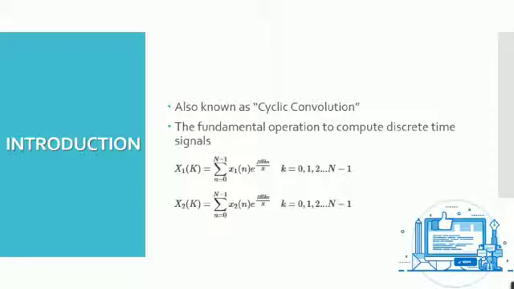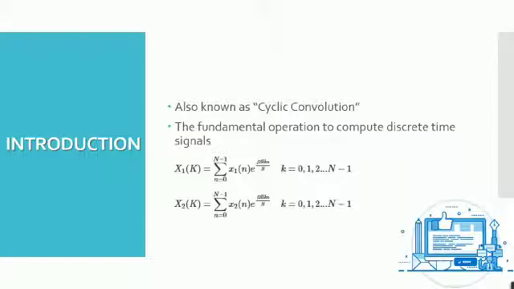So what is the introduction? In the introduction part we are going to see what circular convolution is. Circular convolution is also known as cyclic convolution. The basic definition of circular convolution is the fundamental operation to compute on discrete time sequences. So basically here we are doing some operations on the discrete time sequence. As you can see on the screen, X1 of k equals the summation of n varying from 0 to capital N minus 1 of x1 of n into e to the power of some constant term. That exponential is a constant, and k varies from 0 to N minus 1.